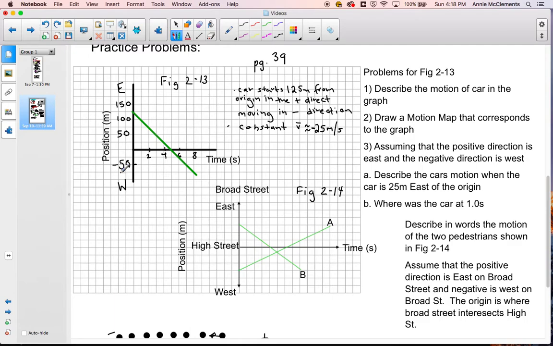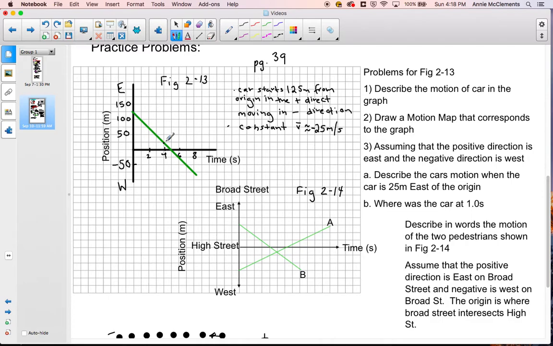Okay, so we've just been told that east is positive, so we want to look at 25 positive. Okay, 25 positive meters, scroll on over. That's right about here. So that happens around 4 seconds. And the question is, describe the car's motion when it's 25 meters east of the origin.